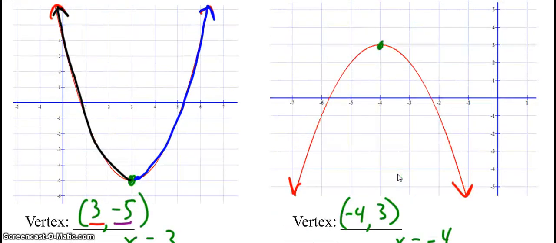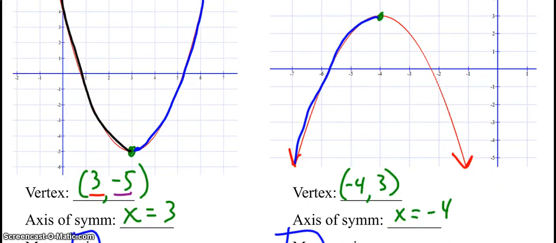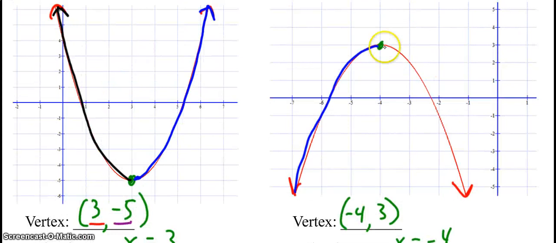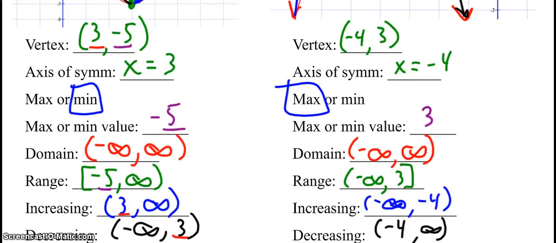Then the increasing and decreasing, so as I go from left to right, the graph is going up, so it's increasing from negative infinity to negative 4. Remember, these are based on x values, so the domain, negative infinity, negative 4. And then it is decreasing from negative 4 to infinity. And again, that's based on the same x values, so this negative 4 matches up with that negative 4, this infinity matches up with the domain.